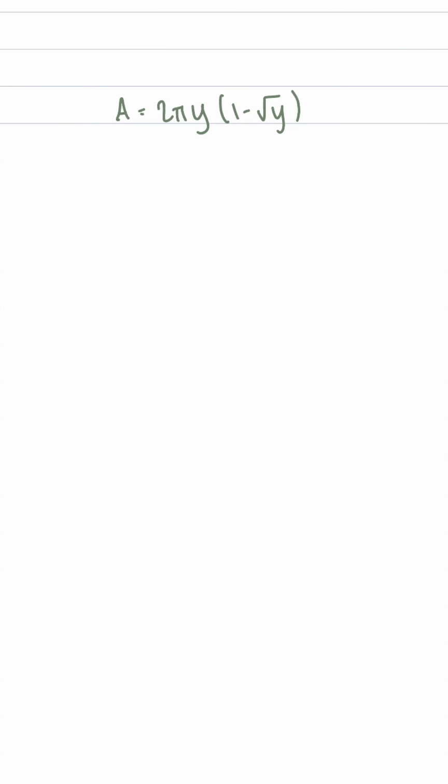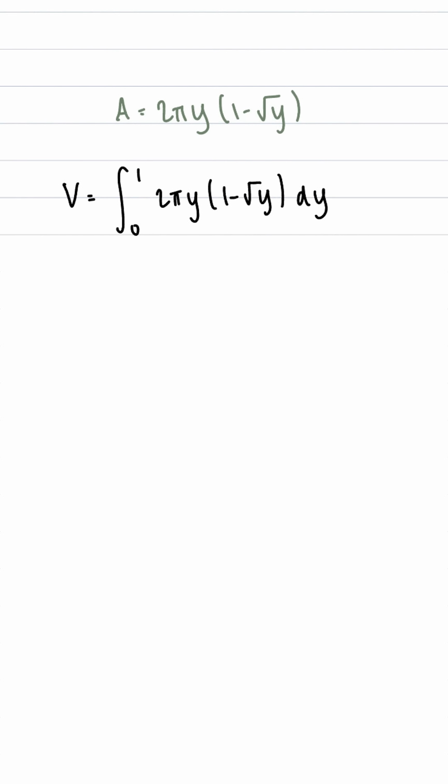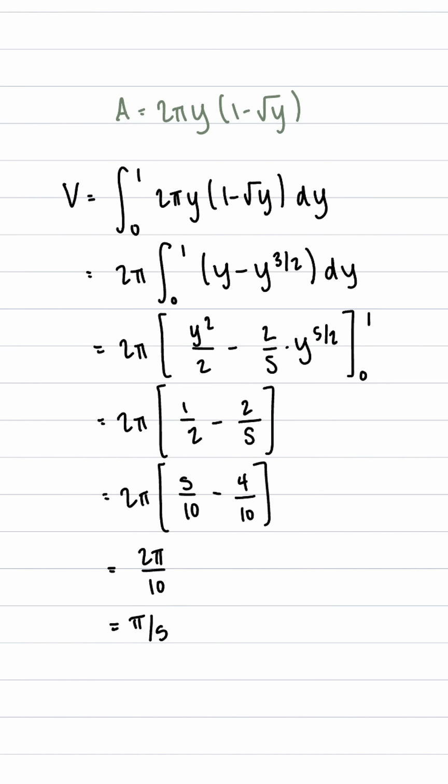Now remember, we're finding the volume of this. So what we're going to do is take every single cylindrical shell between 0 and 1 and multiply it by its tiny little width, which is dy. From here, we can go ahead and integrate like normal, and this gives us the volume.